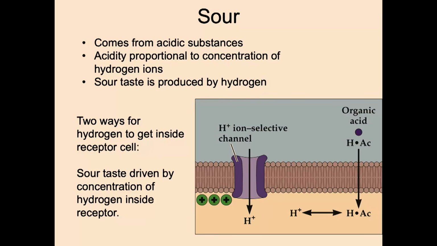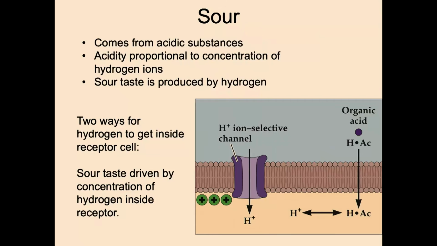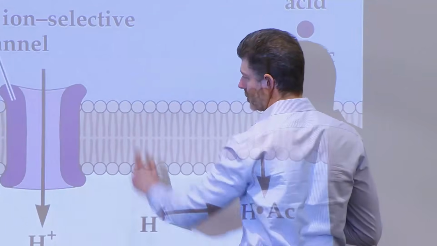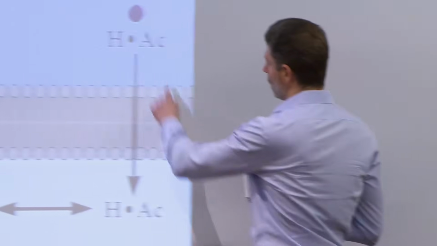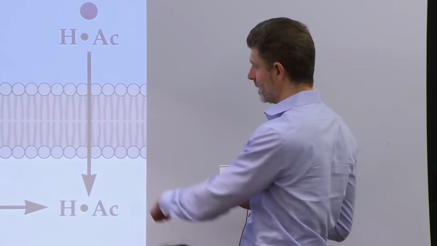So things that taste sour, by contrast, come from acidic substances. Generally, acidity is proportional to the concentration of hydrogen ions. And so the taste of something sour is produced by hydrogen. There are two main ways for hydrogen to get inside the receptor cell, which is shown here. There are ion channels that are selective for hydrogen. They can pass through that, or they can make their way inside the cell membrane.